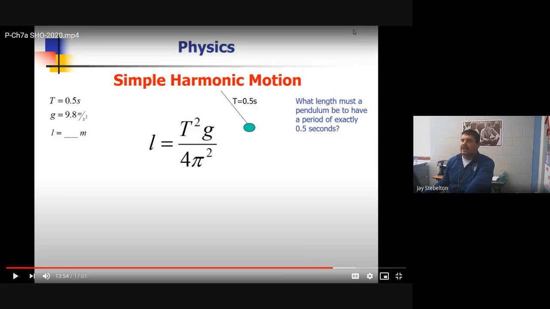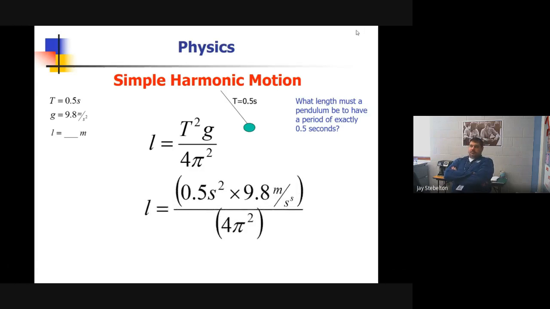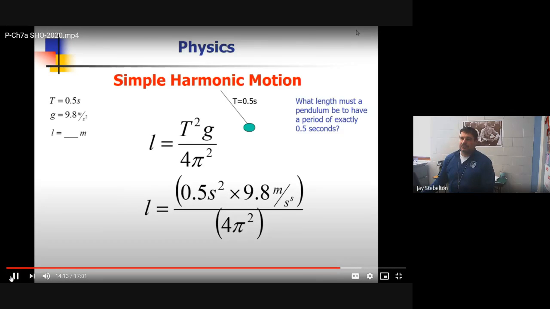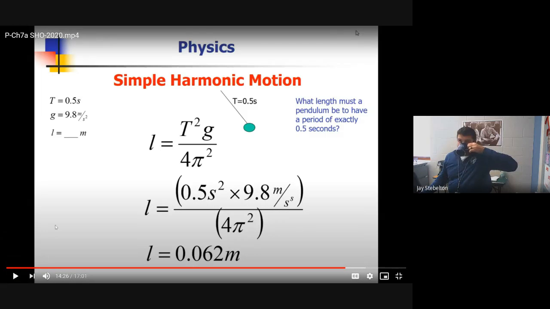Okay, let's look at it. L equals T squared g over 4 pi squared. Read it, diagrammed it, and listed what I'm looking for. Pick my equation. Now, parentheses are important: 0.5 squared times 9.8 divided by, open another set of parentheses, 4 times pi squared. And my answer, the length, is 0.062 meters, or 6.2 centimeters.